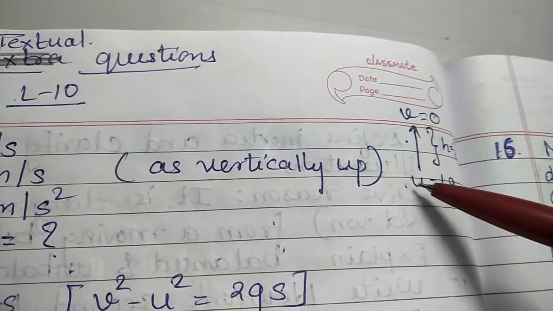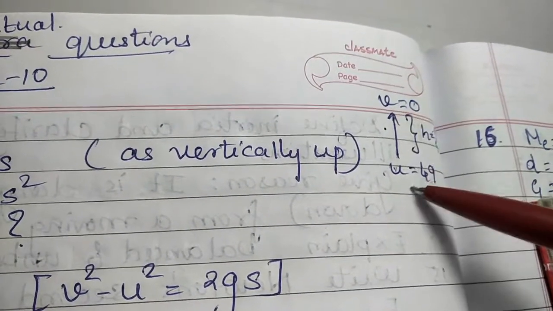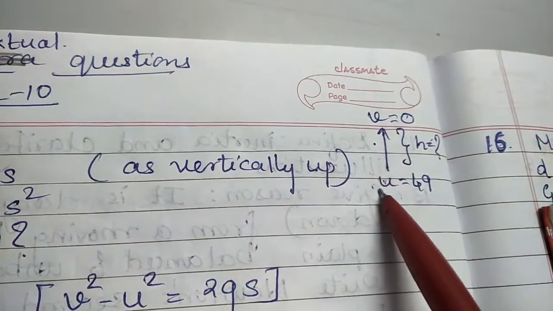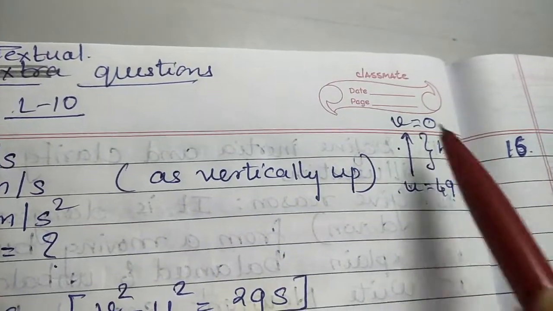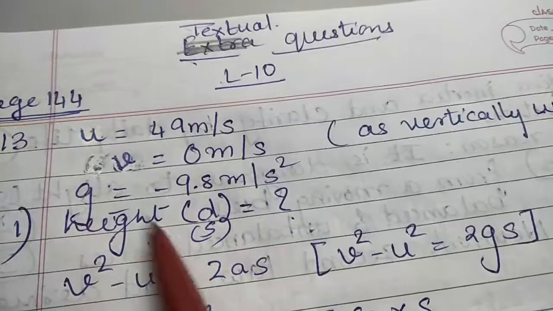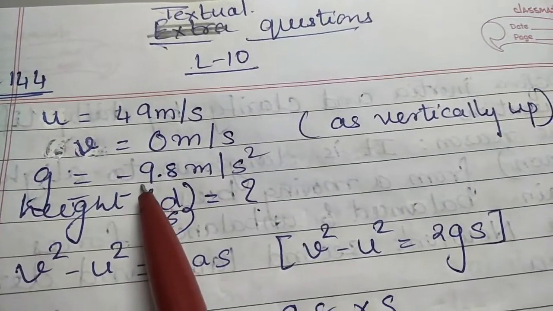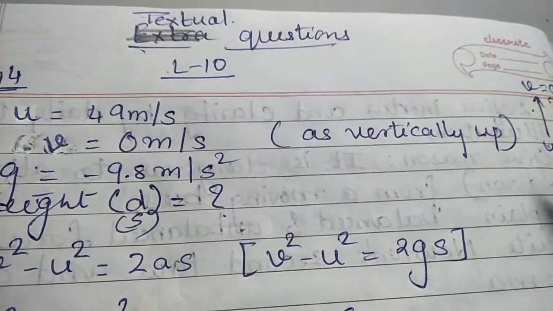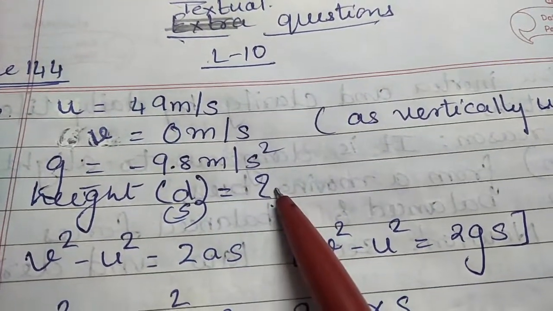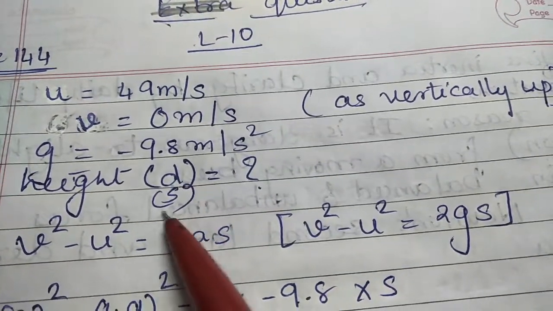Okay, so we'll see the explanation part. The ball is thrown upwards, right? Now when it is thrown upwards, the initial velocity is 49 meter per second, and the final velocity will be 0. We don't know what the height is. Okay, so g is minus 9.8, as it is thrown vertically upward, it is against gravity, and we have to find the height, that is the distance, that is s.